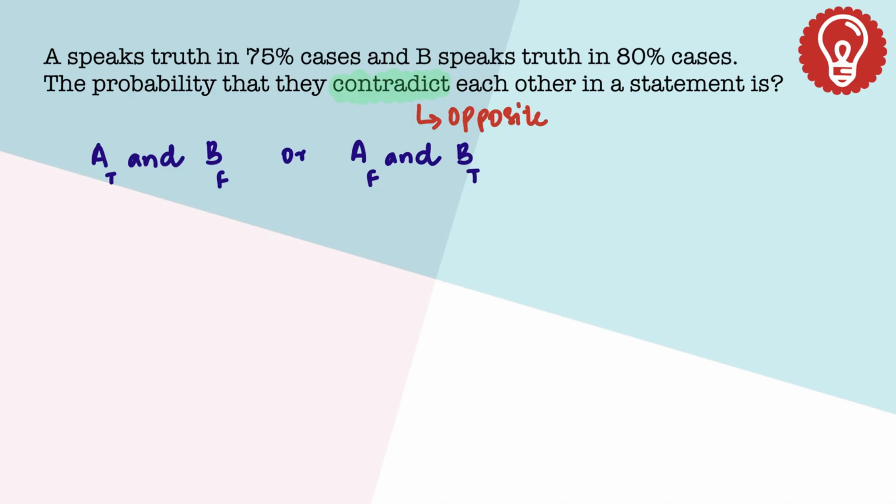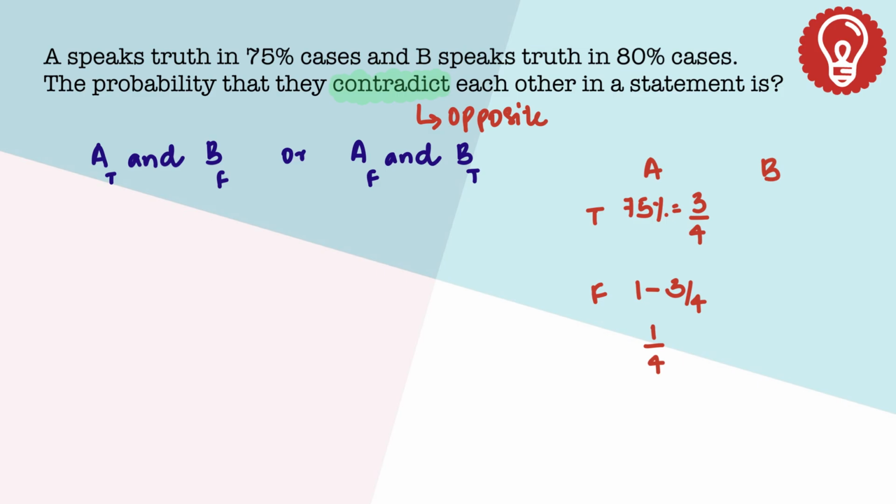Now for the numbers, let's see what happens here. We have A and B, and we have the speaking truth situation and the lying situation, speaking false, right? So A is speaking truth in 75% of cases. In the previous question, we saw how to handle fractions. So let's take 75% as 75 by 100, that is 3 by 4. So 3 times out of 4 times A is speaking truth, which means 1 minus 3 by 4, the remaining 1 time A is lying. So 1 out of 4 times A is lying.